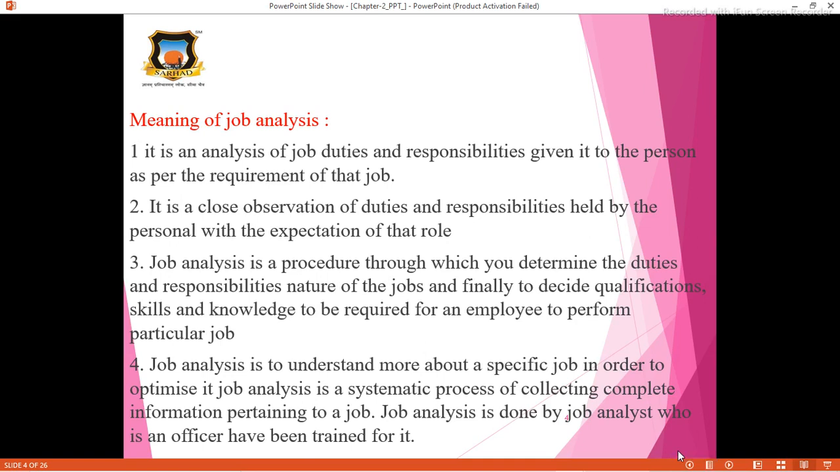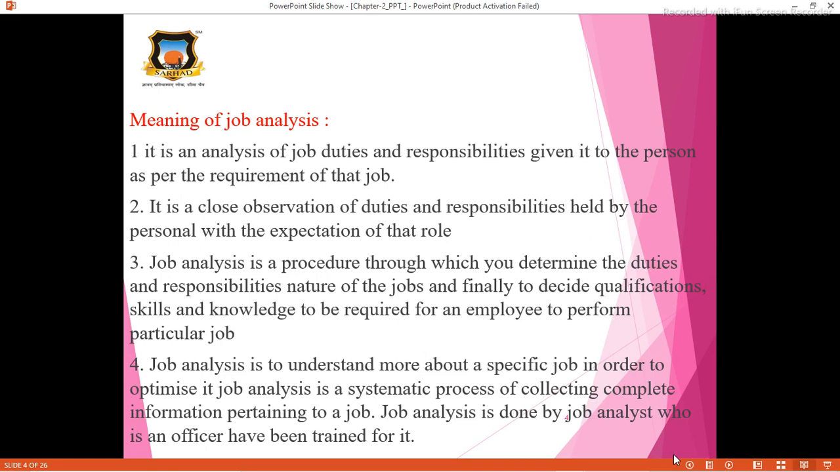The first, it is an analysis of job duties and responsibilities given to each of the persons as per the requirements of that job. Job analysis means to analyze all the job duties and responsibilities. The second is, it is a close observation of duties and responsibilities held by a personnel with the expectation of that role.